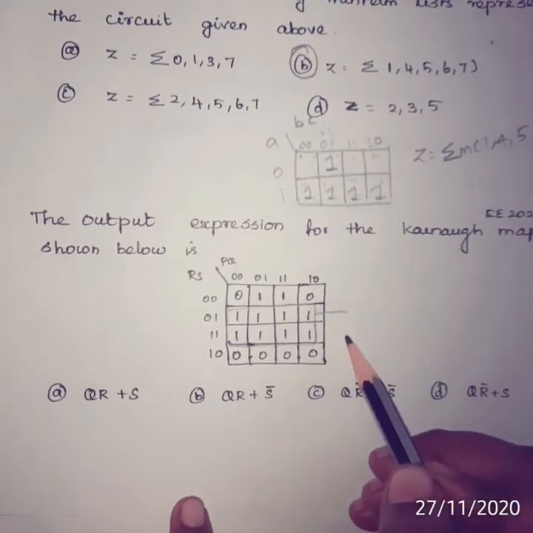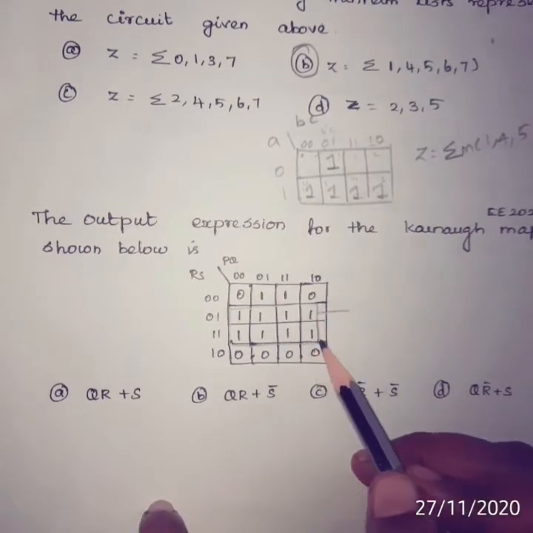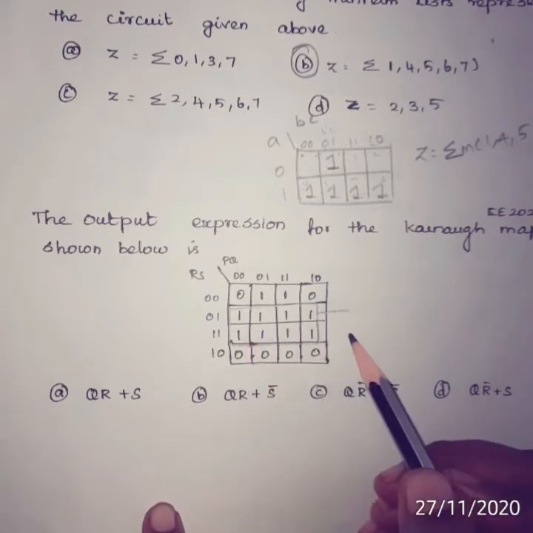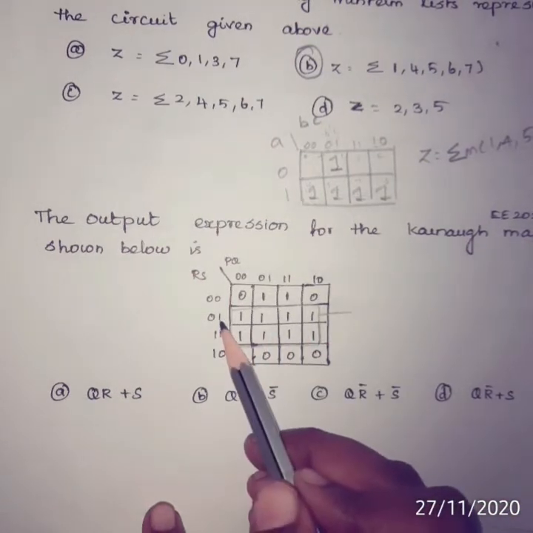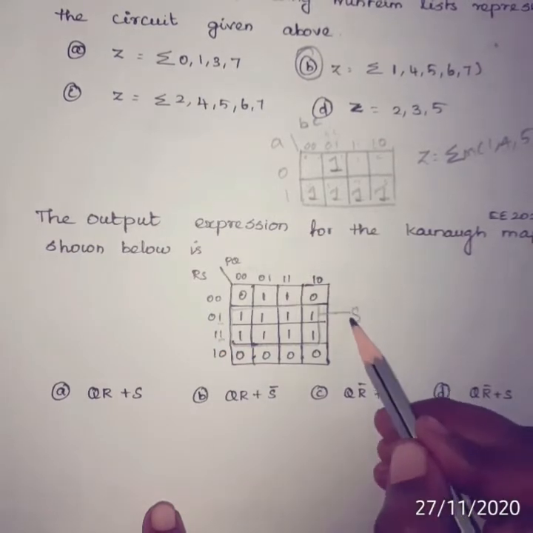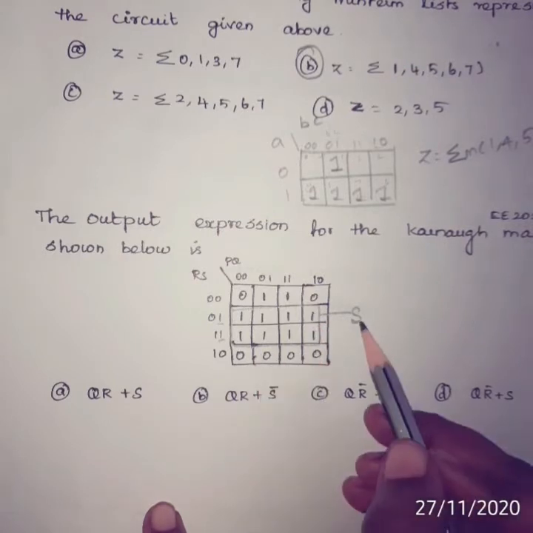Next you have to write the product term for this group, by combining the literals which are unchanged in this group. Here the unchanged variable is S, which is 1. So the corresponding Boolean term for this octet is S.